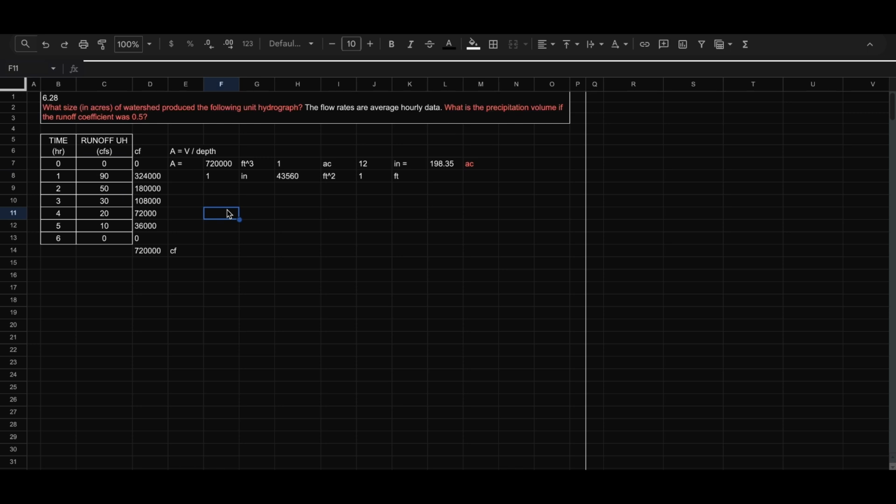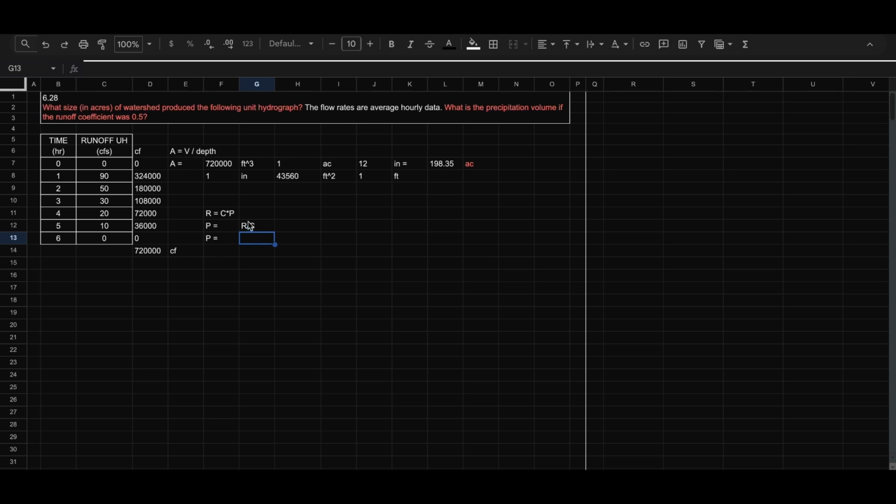If you remember the equation, the runoff equals the amount of precipitation times a runoff coefficient. So C times the precipitation. And they are asking us for the precipitation. So precipitation is going to equal runoff divided by C. And we know that the runoff volume is 720,000 cubic feet, and we have to divide it by the coefficient, which is 0.5.